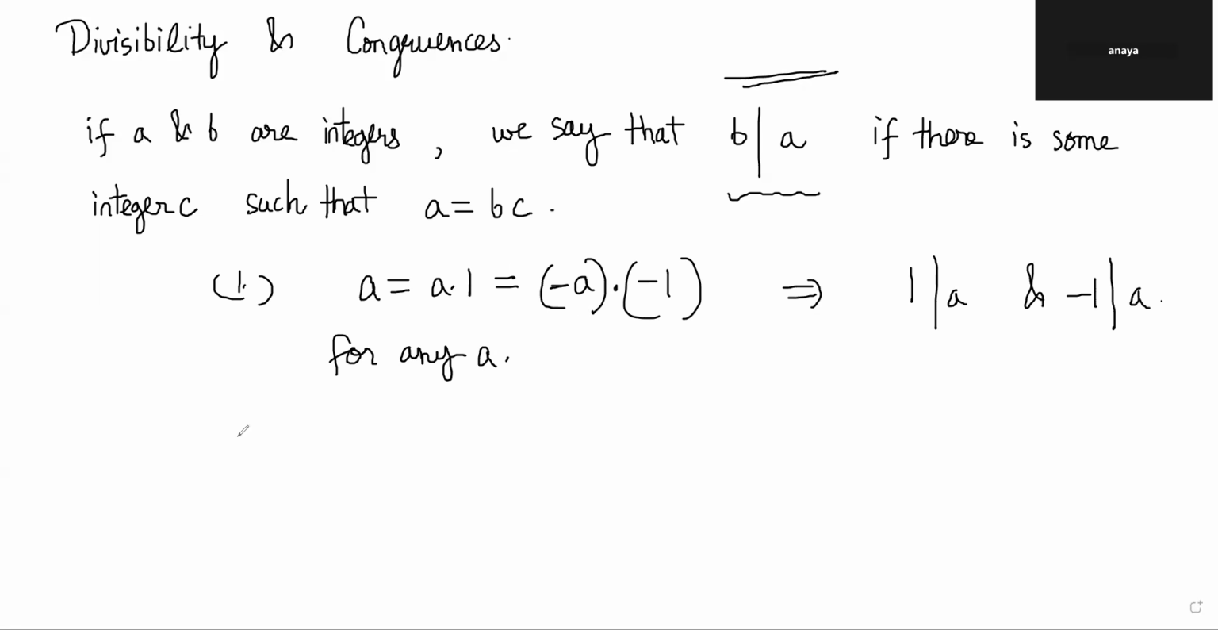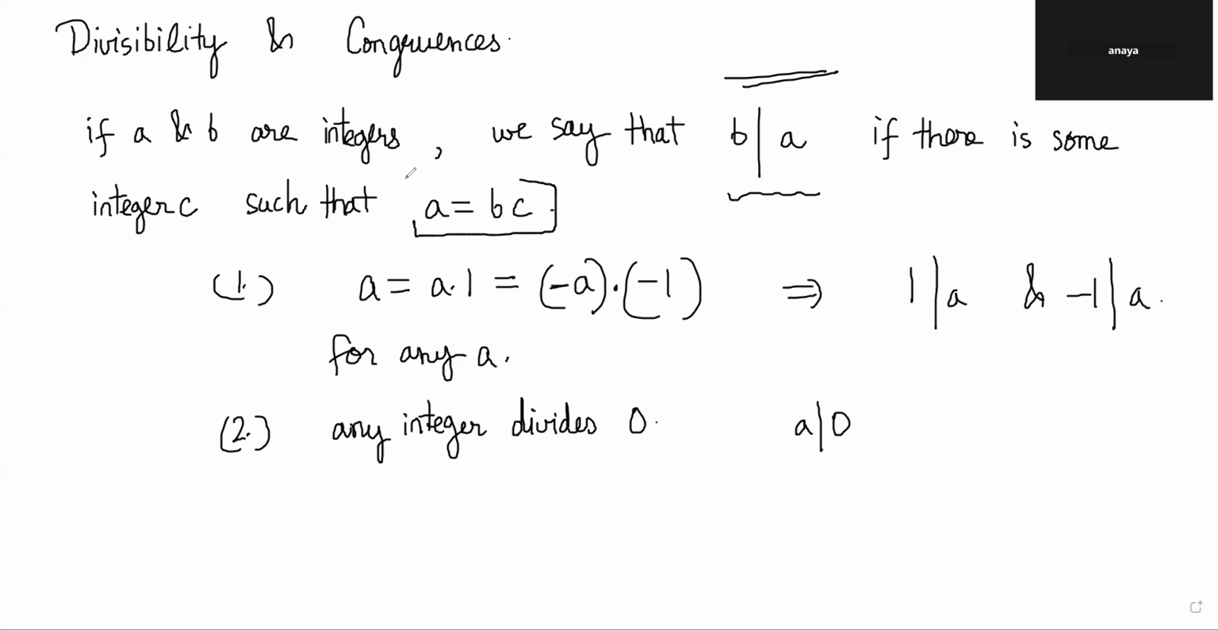right? Similarly, you can say that any integer divides 0. Any integer divides 0 because you can say A divides 0 because always 0 is equal to A times 0, right? Because this is the definition for saying that B divides A. So you can always say 0 is equal to A times 0. So A divides 0, right?